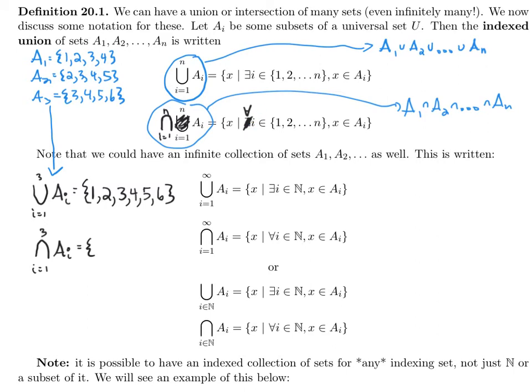Remember, for intersections, it needs to be true for all. 3, on the other hand, 3 is in A1, A2, and A3. So we get 3 in our set. 4, similarly, is in our set. 5 is not because 5 is not in A1. And 6 is not because 6 is not in A1. So we only have 3 and 4. And that is how these indexed unions and indexed intersections behave.